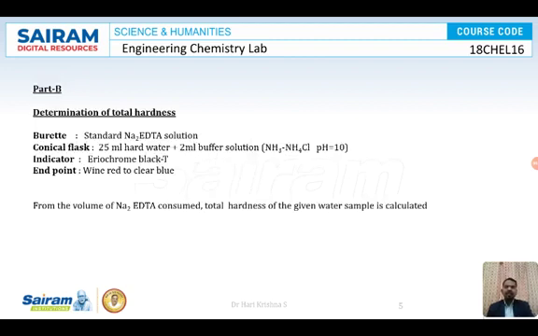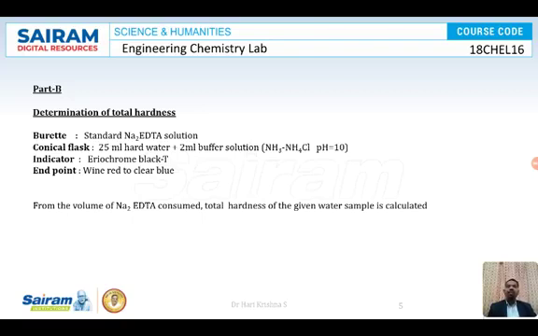Okay. So for the estimation, we are going to take the disodium EDTA solution. In a conical flask, we pipette out 25 ml of hard water. To that we add buffer solution. The buffer used here is ammonium chloride. Then we add a pinch of indicator, eriochrome black T, and titrate the water sample against the titrant taken in the burette until the color changes from wine red to clear blue.